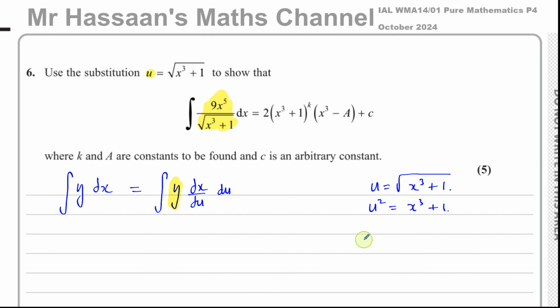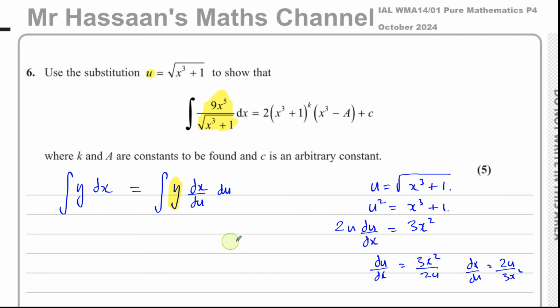I can use implicit differentiation. If I differentiate both sides of this with respect to x, I'll have 2u times du/dx, and if I differentiate the other side with respect to x, I'll get 3x squared. So du/dx is equal to 3x squared over 2u. So dx/du is going to be 2u over 3x squared. Let's see how this pans out.